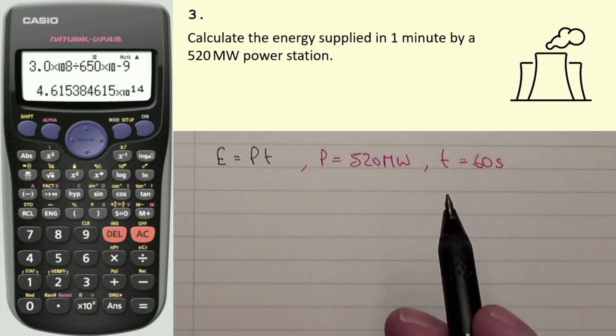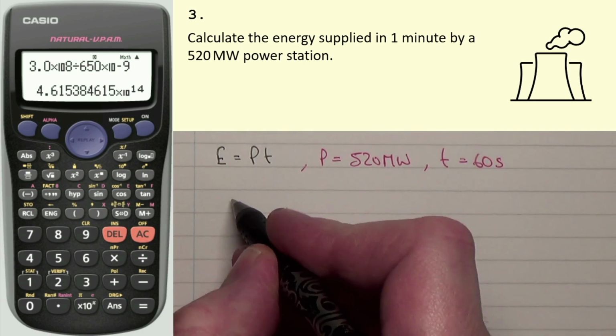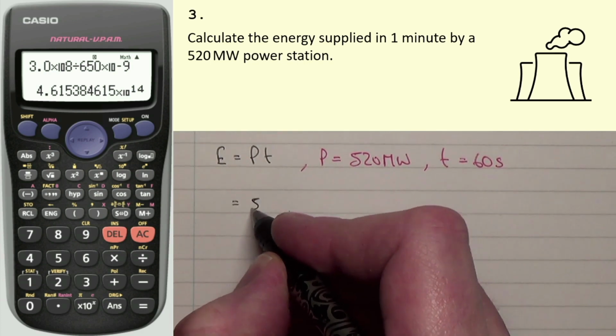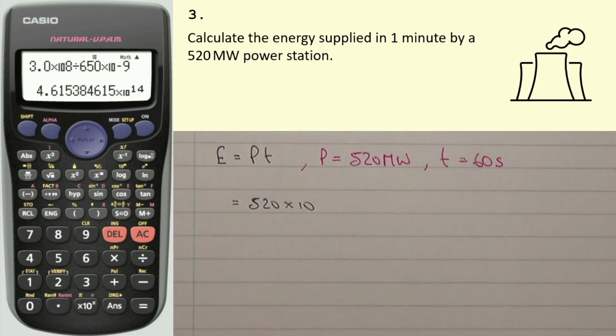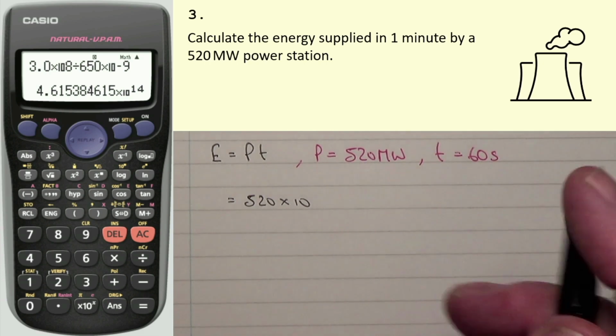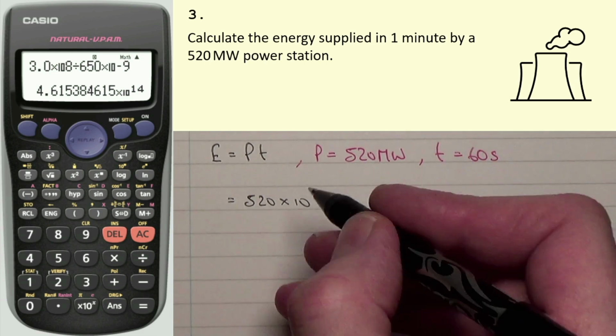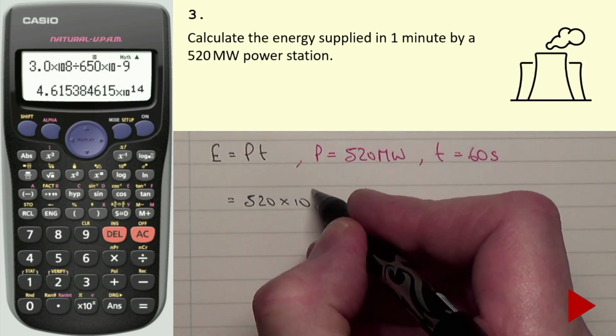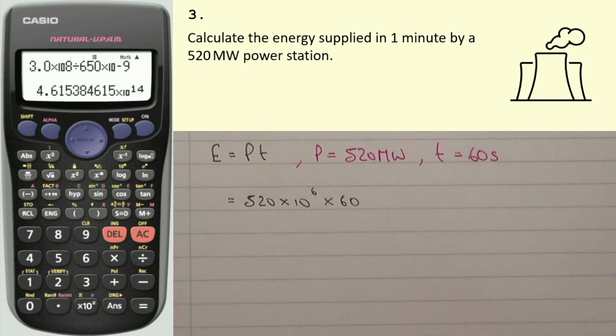Now if I wanted to, of course, substitute these values into the equation, that would be power as 520 times 10 to the power of, we've got mega, which is of course 10 to the power of 6. We'd multiply that by 60. So that would give us 520, then the times 10 to the power of button, then 6 times 60, and that gives us 3.12 times 10 to the power of 10.